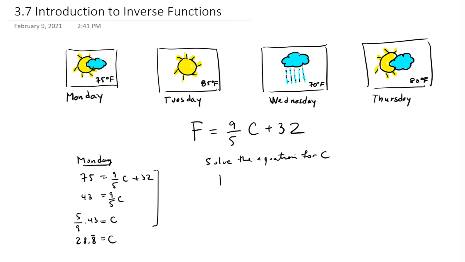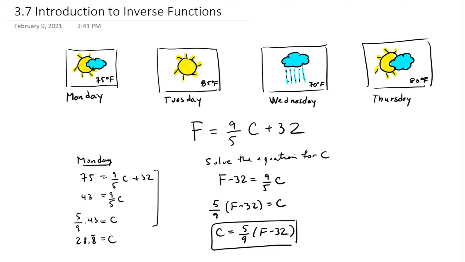So we're going to do what? F minus 32 is 9/5 of C, and then we multiply by 5/9 on the other side, F minus 32, and we get C. And actually I'm going to write it the other way around like that. Okay. So we have two equations here, and with this I'm able to recover the temperature on Tuesday.